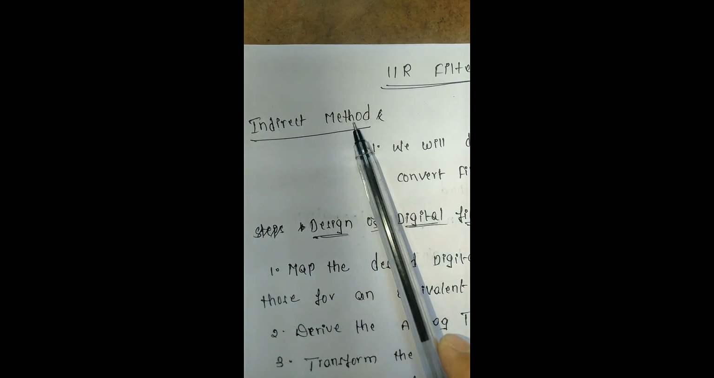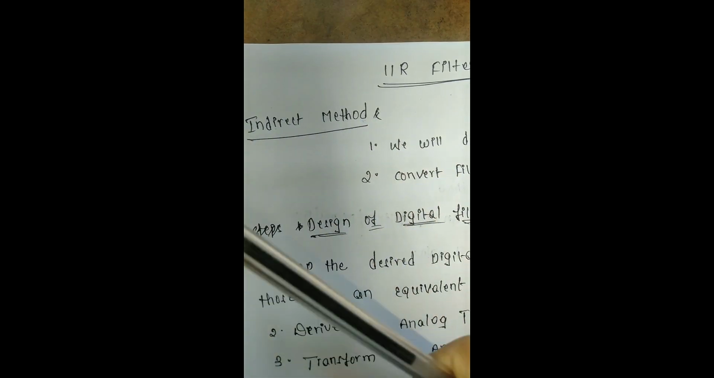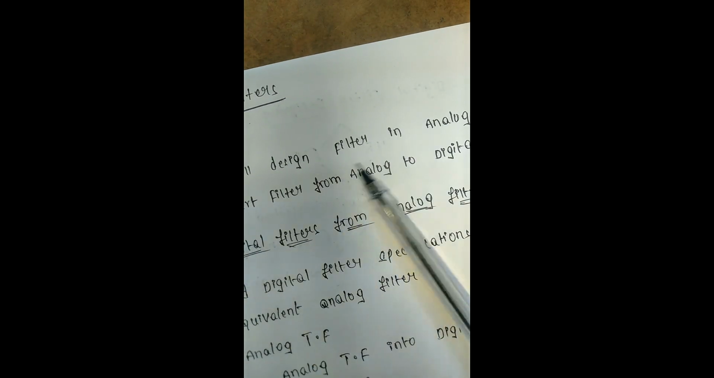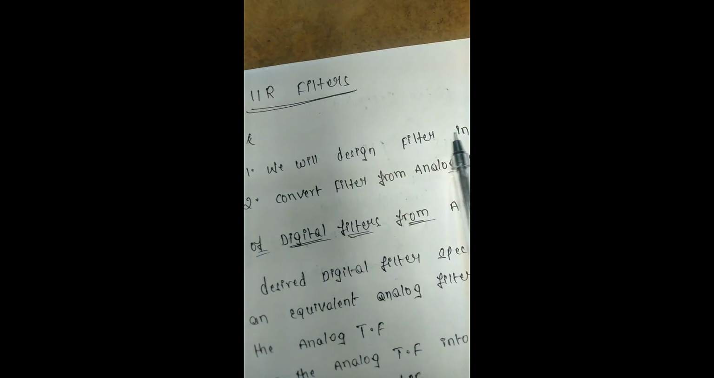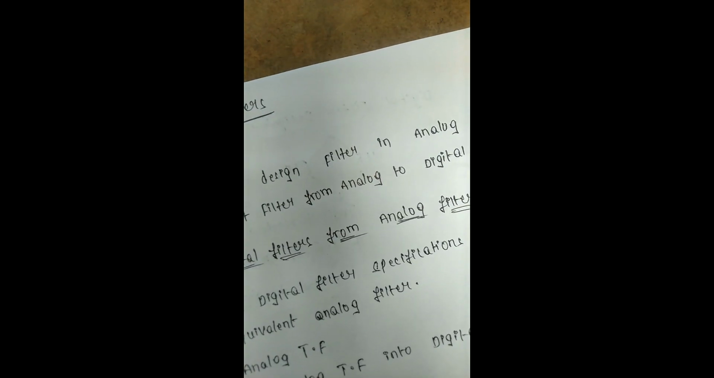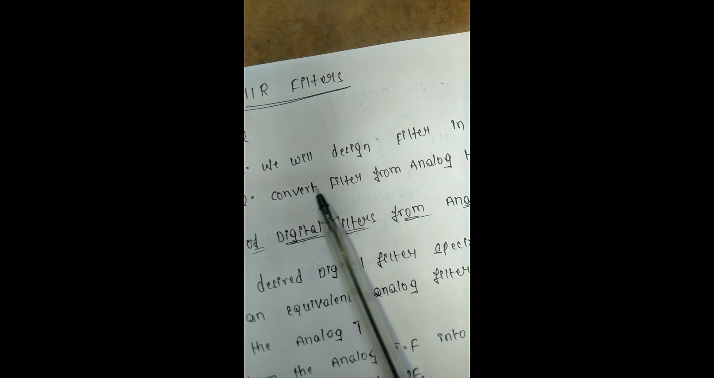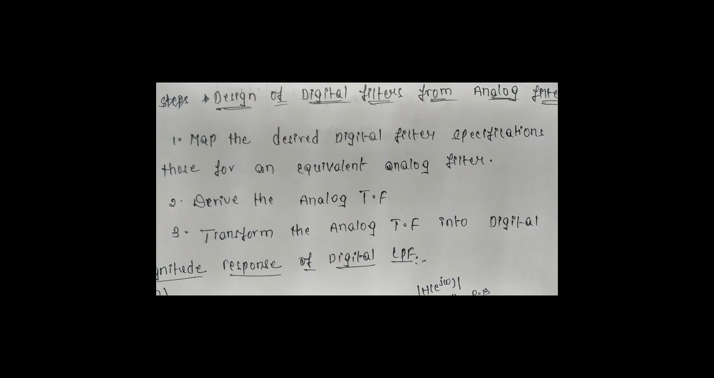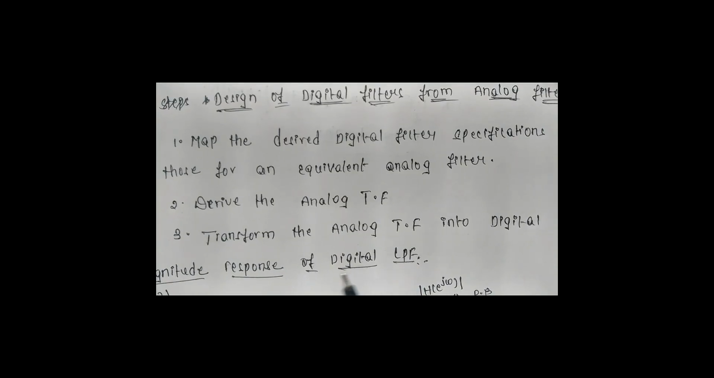In the indirect method, we design the filter in the analog domain only. After we design the filter in the analog domain, we convert the filter from the analog domain to the digital domain. As I said, the digital filters are designed using the indirect method.